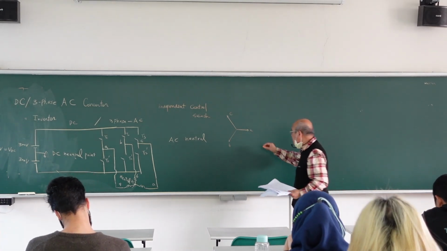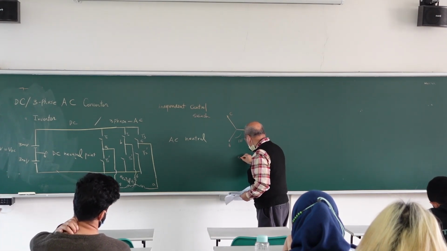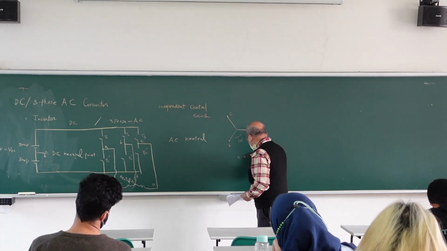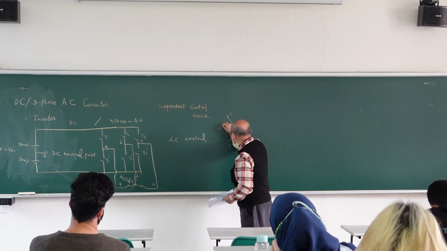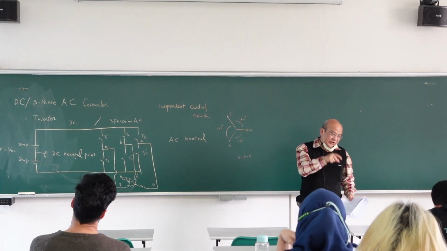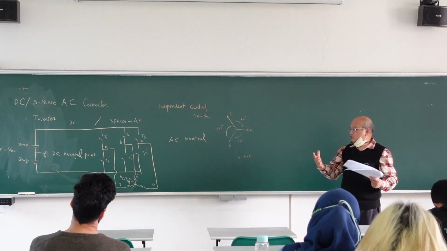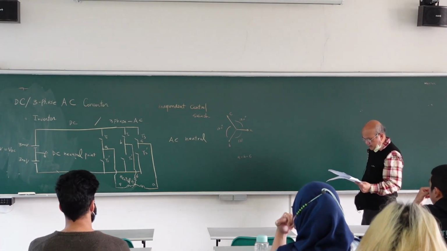120. So you know, this is 120. Should be A first, B next, C next. So this is 120, 120. So the phase shift should be 120. And A, then B, then C.